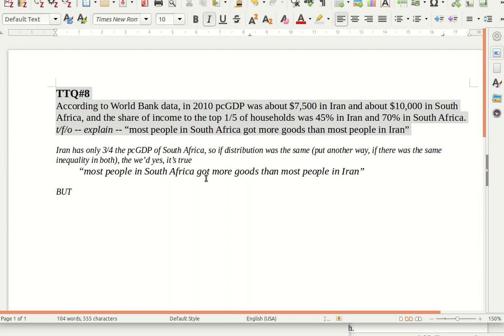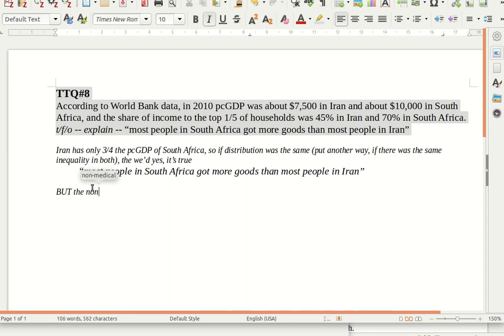But notice the data on the share of income to the top 1/5 of households. We'll call those the rich. Those rich get 45%, under half of the total GDP in Iran, and the rich of South Africa are getting 70%. Well, the key point is to think about what that implies for the non-rich.